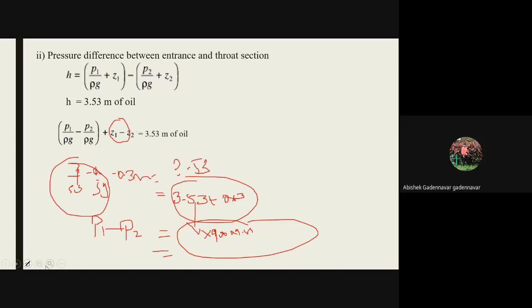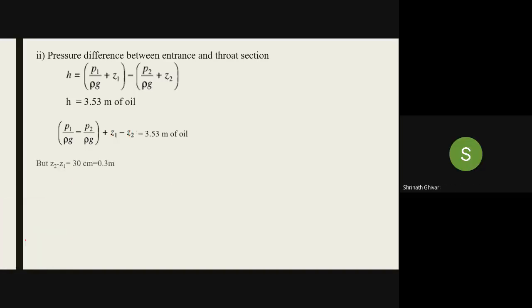33.81. Okay, we'll see here. So Z2 minus Z1 is 30 centimeter, that is equal to 0.3 meter. So P1 by rho g minus P2 by rho g equal to minus 0.3 equal to 3.53. Correct? This is correct now.